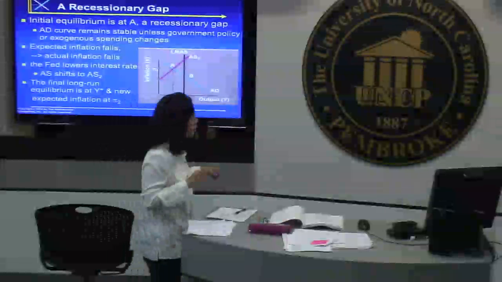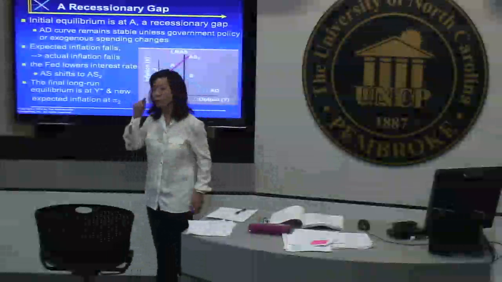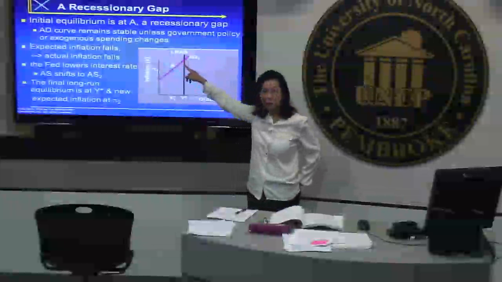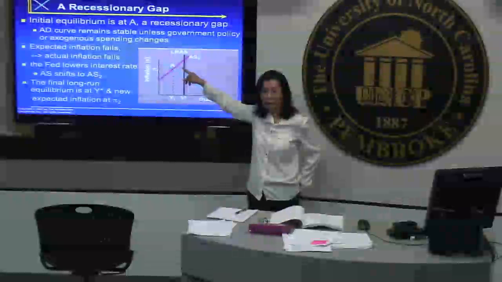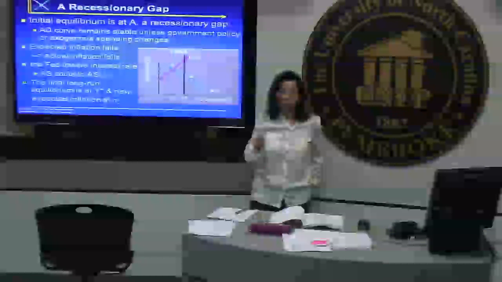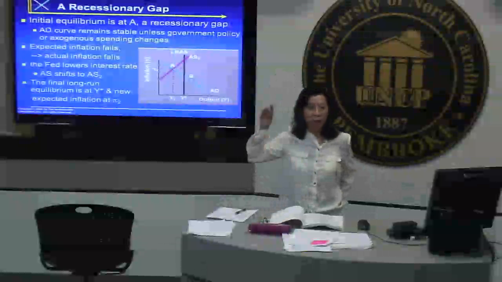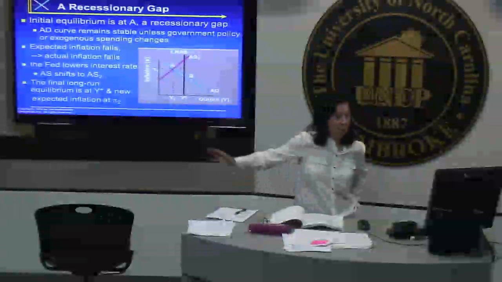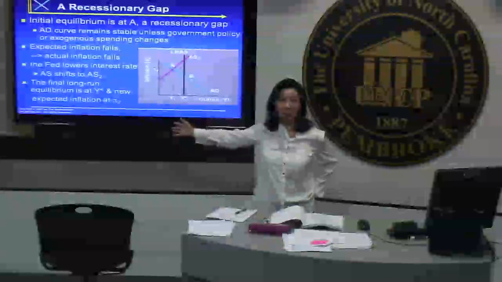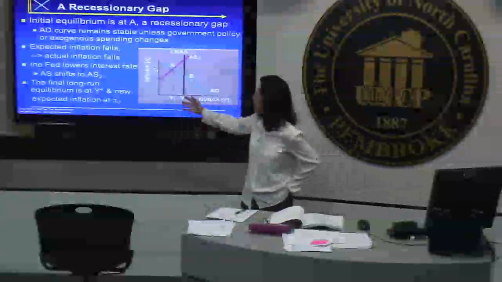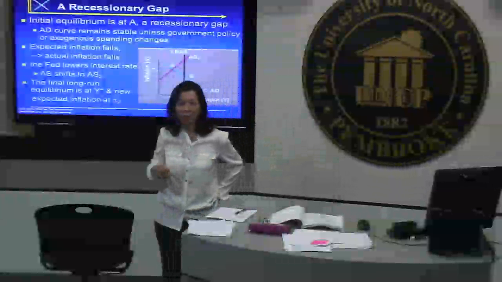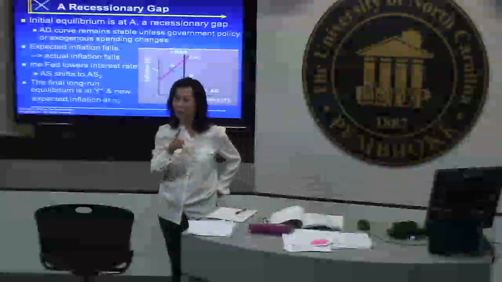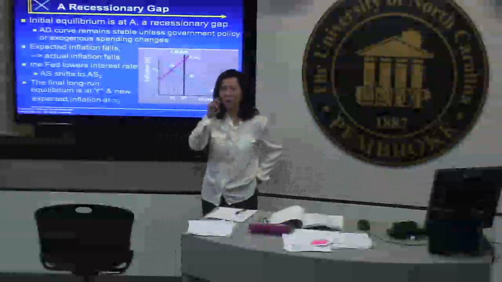You can only call it long run equilibrium when there are three lines intersecting, especially the long run aggregate supply curve. The LR stands for long run. That vertical line has been our friend these last few weeks. That's our potential GDP. Always remember that vertical line: potential GDP.